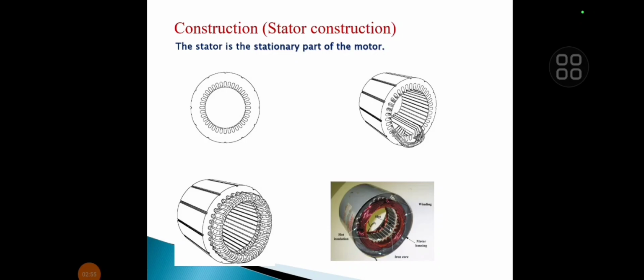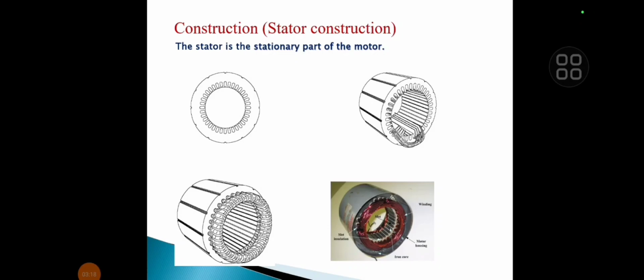So in magnetic material there are two types of losses. One is hysteresis loss and another is eddy current loss. So silicon steel material has very little hysteresis loss. That's why to prepare the core of any machine the silicon steel material is mostly preferred.